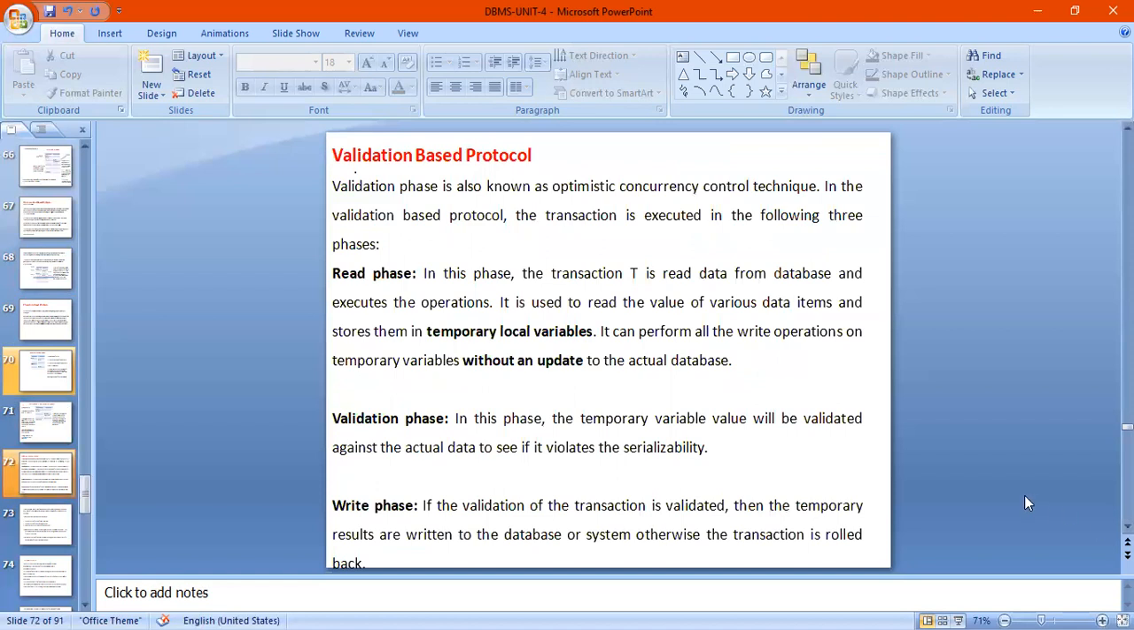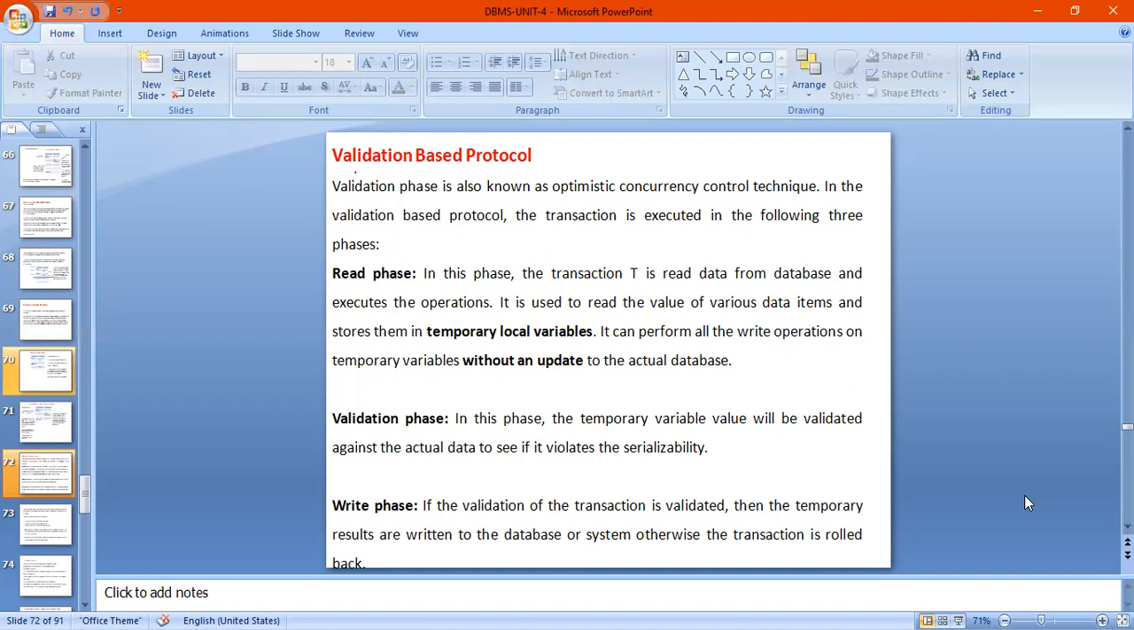Validation based protocols. Okay, so till now we have seen the timestamp based protocols, lock based protocols, and testing for serializability, what the different tests are. Next, validation based protocols. The validation phase is also known as the optimistic concurrency control technique. In the validation based protocol, the transaction is executed in the following three phases: read phase, validation phase, and the write phase.